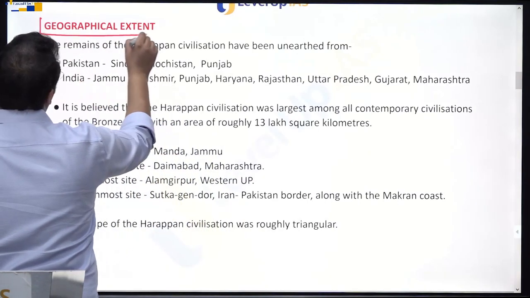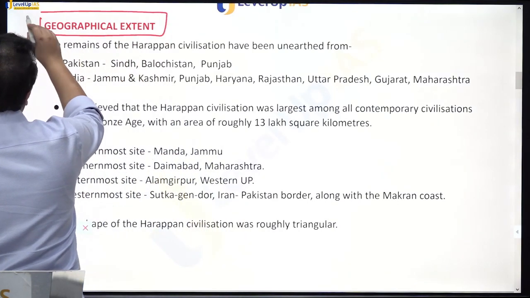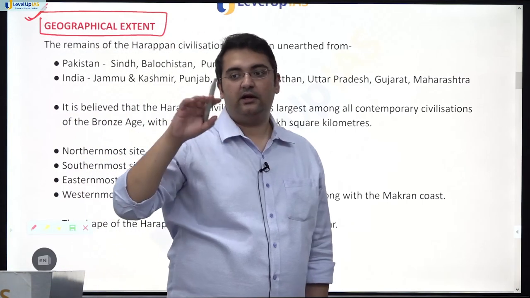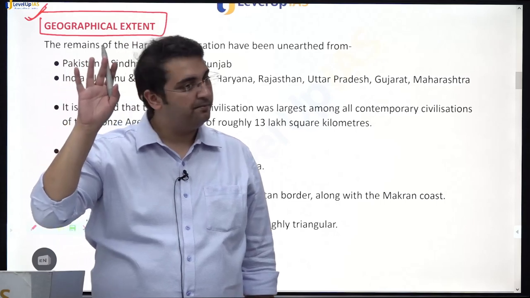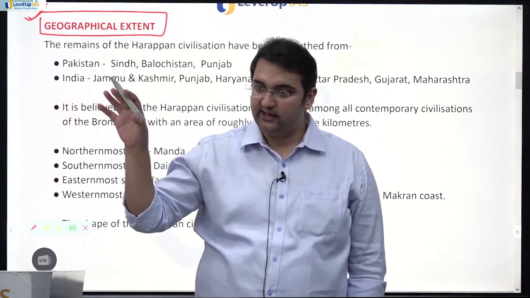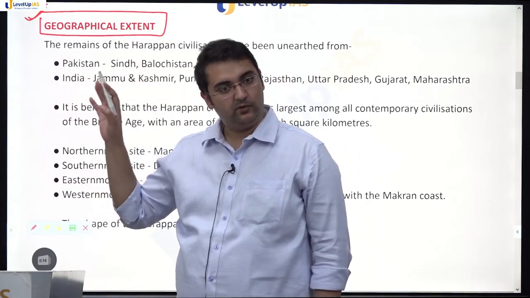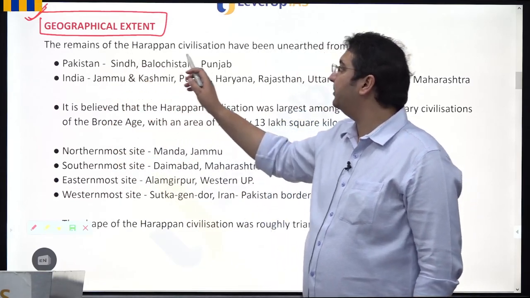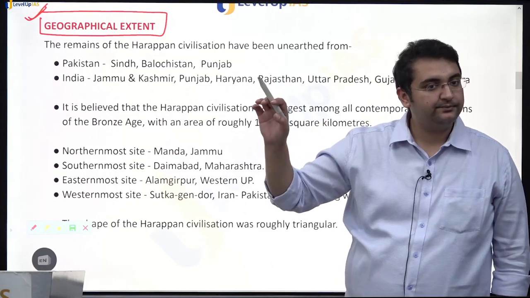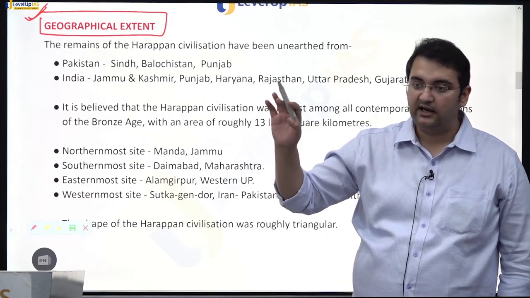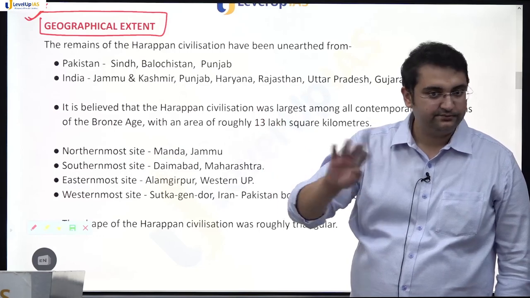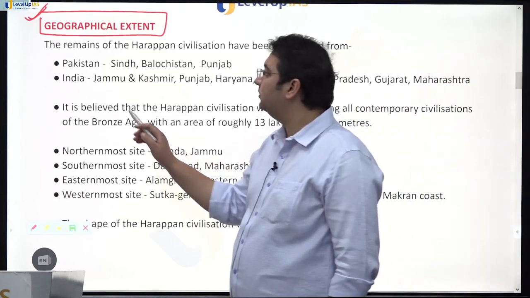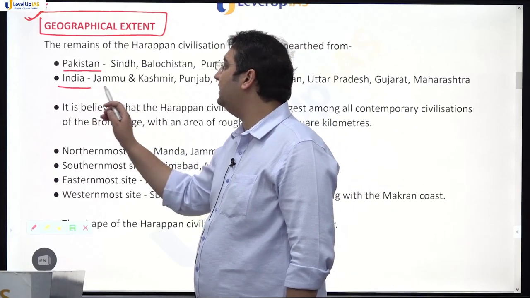Next we come to the geographical extent of the Harappan civilization. So here it would be better if you had a map of India or you go to your NCERTs, wahan pe map mein dekh jayega aapko bahut acche se that what exactly we are talking about. The remains of the Harappan civilization kin kin deshon se mile hain? India and Pakistan. Any Harappan sites from Afghanistan? Not so far. Any from Iran? Not so far. Theek hai? So they have been discovered from Pakistan and India.